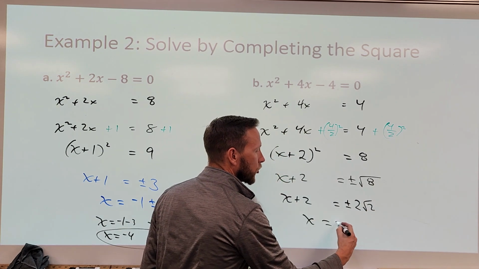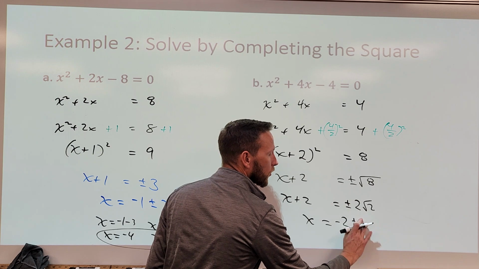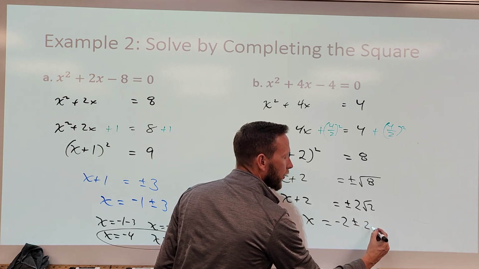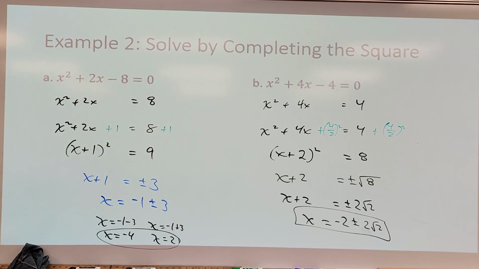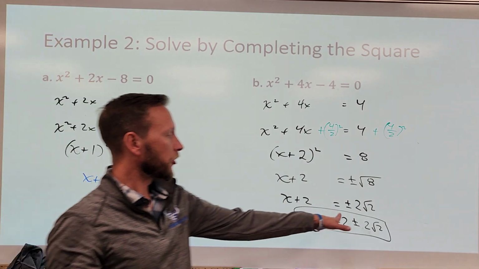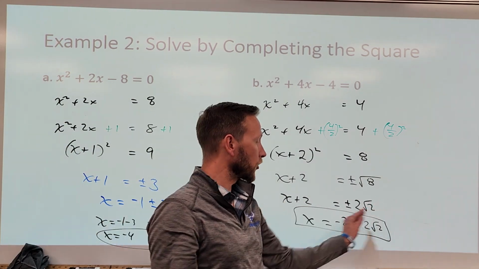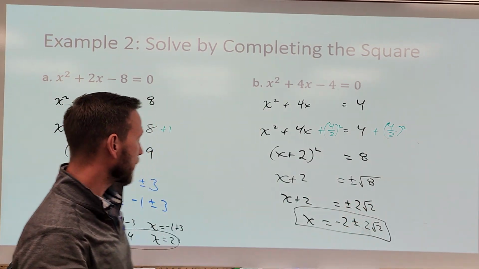Now when I subtract 2 from both sides, I have this solution. This is an irrational pair of solutions. I got -2 minus 2 square roots of 2 and -2 plus 2 square roots of 2. These are not like terms. I can't add them together. This one has a square root of 2. This one does not. So I will keep them separate.